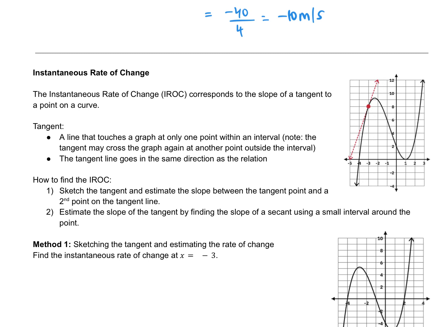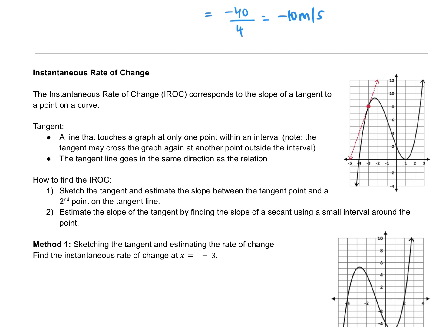Okay, now how do you find this instantaneous rate of change? Well, you can do it graphically. So if you have a graph of your function, you can sketch your tangent and then estimate the slope using y2 minus y1 over x2 minus x1. Find a point on that tangent and do your slope.